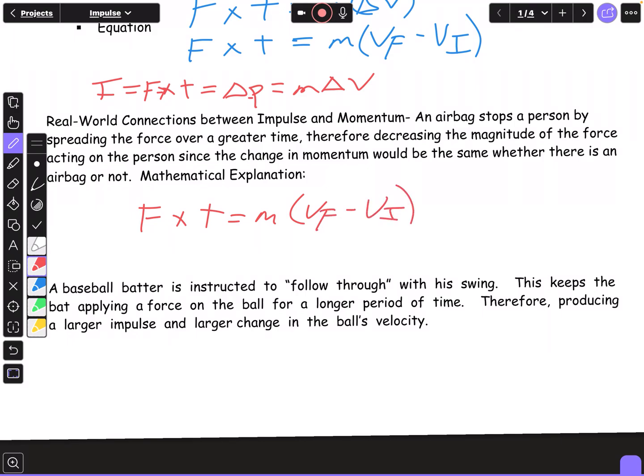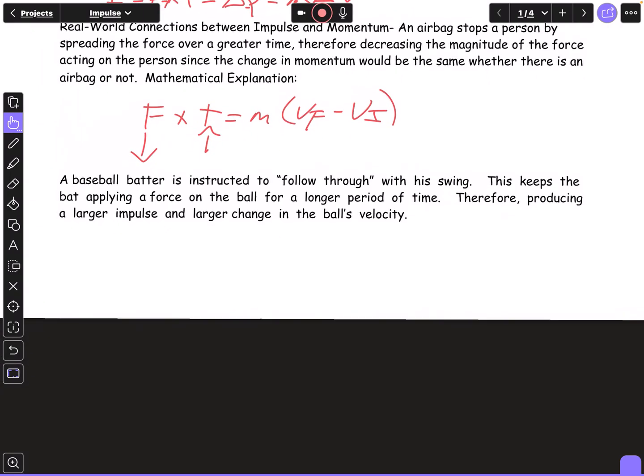now an airbag, what does it do? Well, when you hit an airbag, the time interval is increased. Because if you hit a hard steering wheel, the time interval is going to be really short, but the airbag increases this time interval. So when it increases that, it's going to decrease the force at which you hit the airbag, as opposed to hitting the steering wheel.